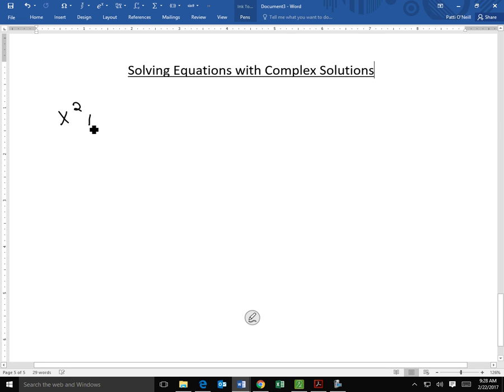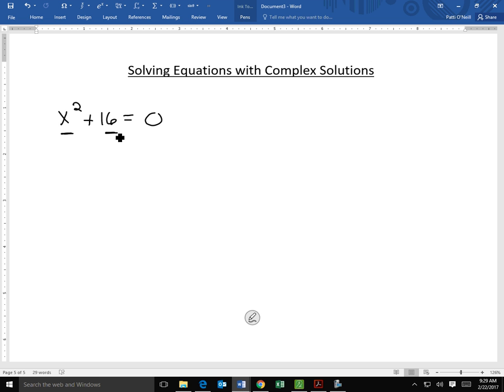I'm going to show you an example that looks like this. X squared plus 16 equals 0. Now, this is a quadratic equation. It's a quadratic equation that has two terms. The first term is the quadratic term, and the last term is the constant term. In this quadratic, what's missing is the linear term. There's no term that just has an x.